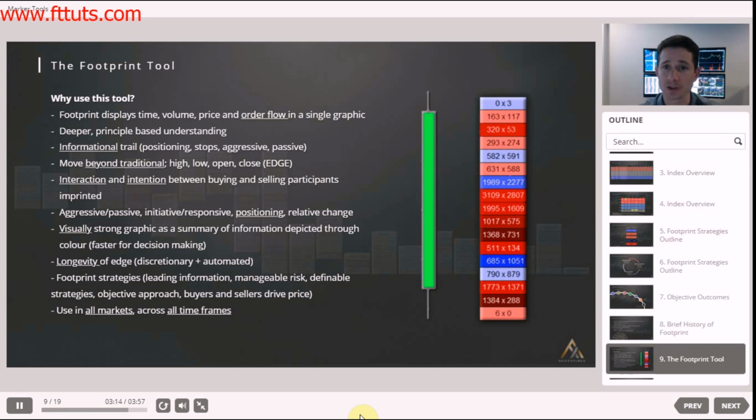Each strategy you develop with the footprint, you're going to be using leading information rather than the traditional lagging information. Also, the footprint will allow you exact manageable risk with each strategy. Also, you can define very specific unique strategies with the footprint tool. And lastly, one of the most important reasons why you want to consider utilizing the tool is that it can be utilized across all markets and all time frames, making this a highly effective trading tool to consider. Let's now have a more detailed look at the breakdown of the footprint tool.